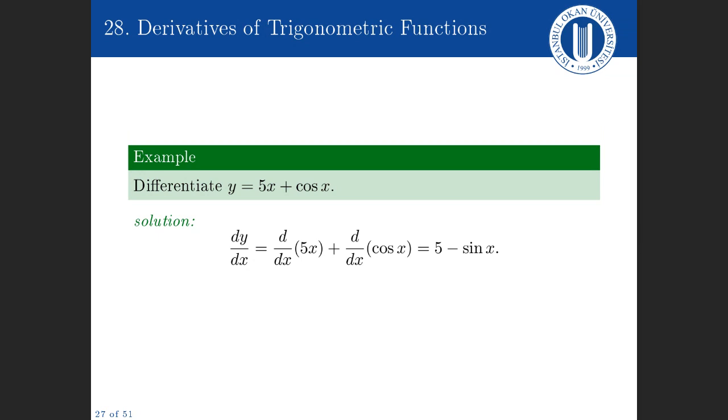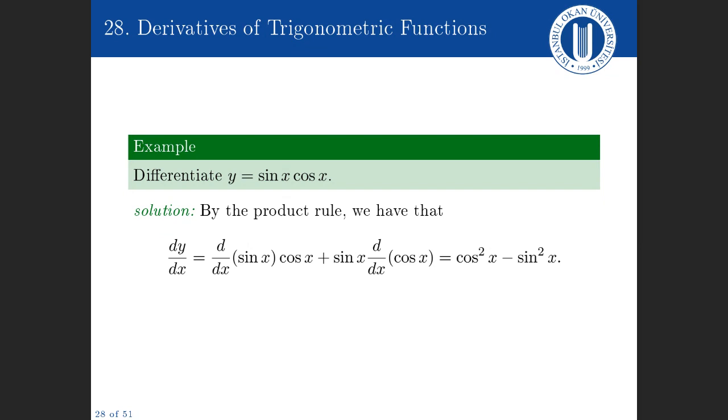Differentiate 5x plus cos x. We get 5 minus sine x. Differentiate y is equal to sine x cos x. Product rule question because we have function multiplied by function. So differentiate sine, leave cos as it is, plus leave sine as it is, and differentiate cos. Cos squared x minus sine squared x.